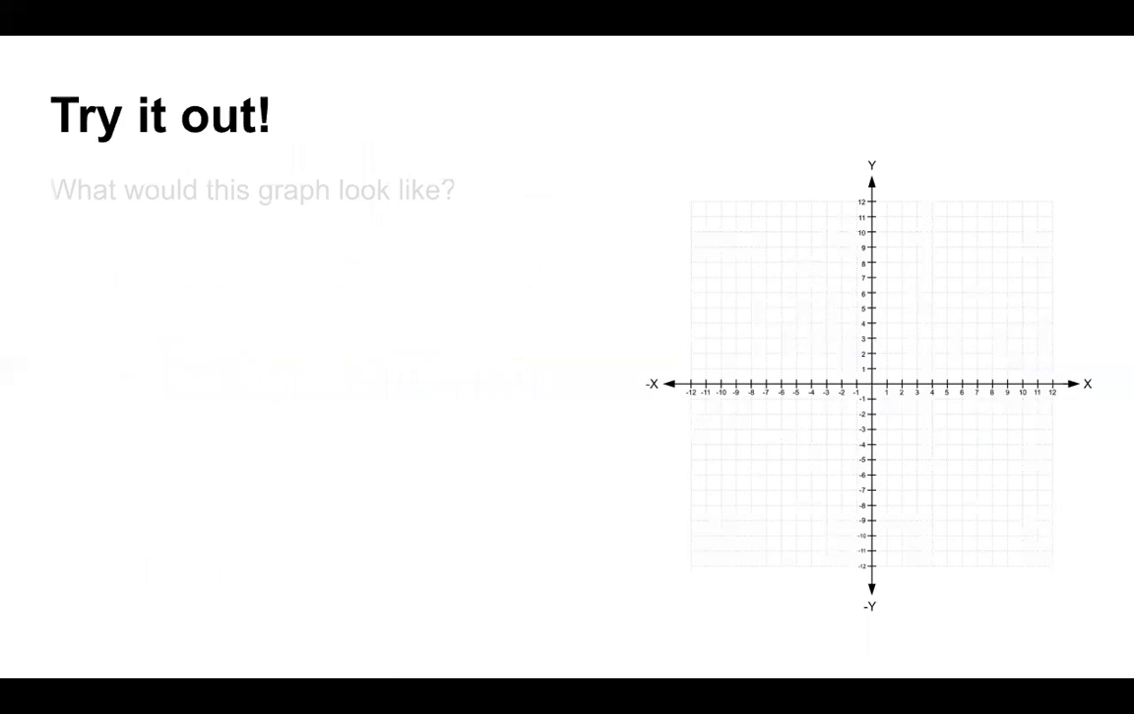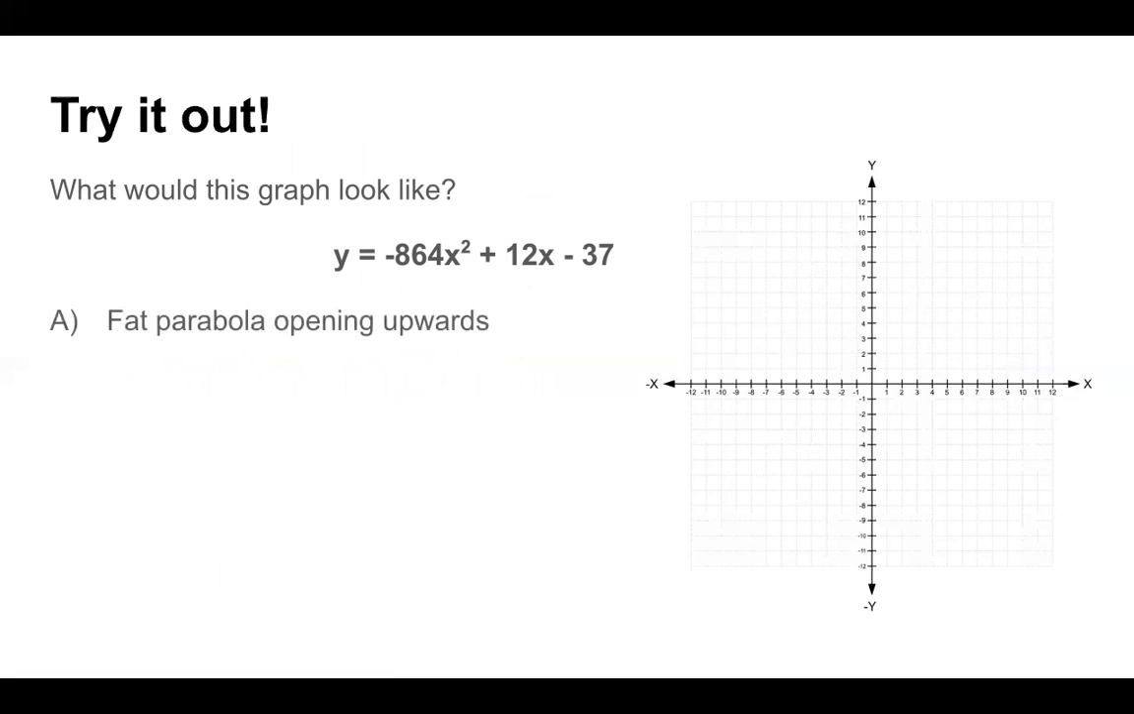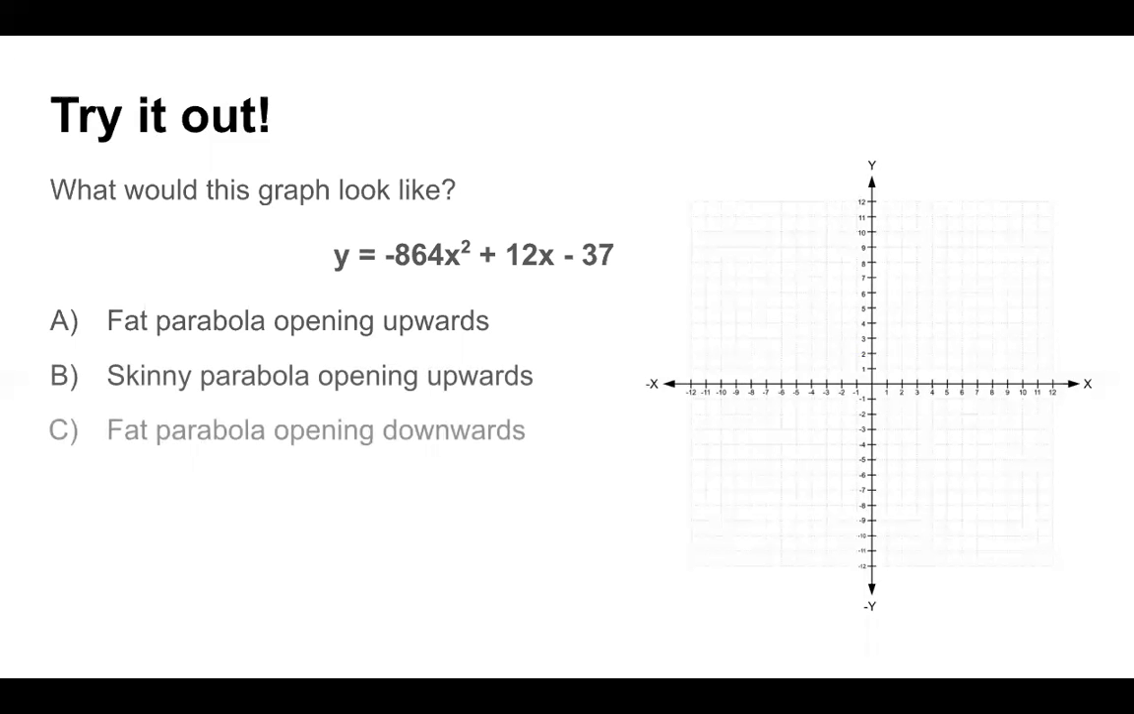So let's try it out. What would this graph look like if we had y is equal to negative 864x squared plus 12x minus 37? What do you think it would look like? Would it be a fat parabola opening upwards? Would it be a skinny parabola opening upwards? Would it be a fat parabola opening downwards? Or would it be a skinny parabola opening downwards? Pause the video if you need a chance to think about this.